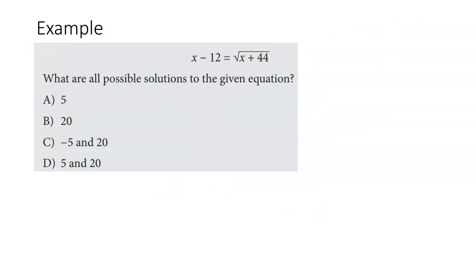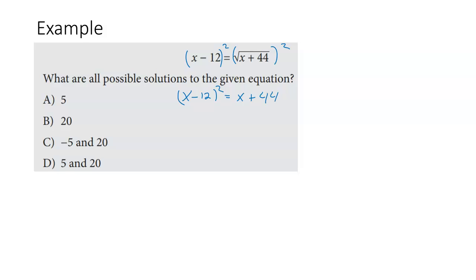Now, interesting question here. There's a long way and an easy way. I'm going to do the long way first. Because, why not? I want to solve for x. What can I do to get rid of that radical? Square both sides. Okay? Square both sides here and here. So I end up with x minus 12 squared equals x plus 44.